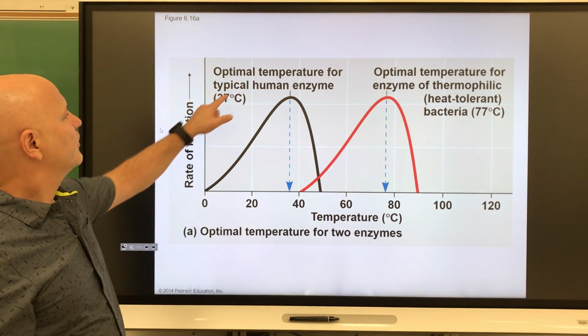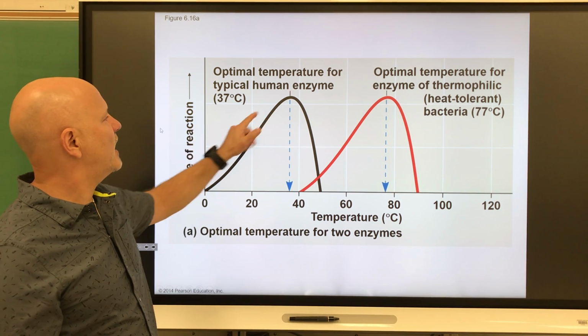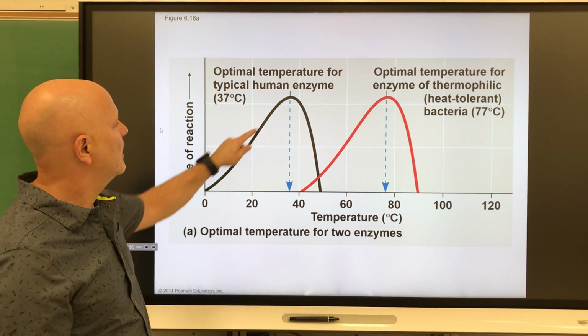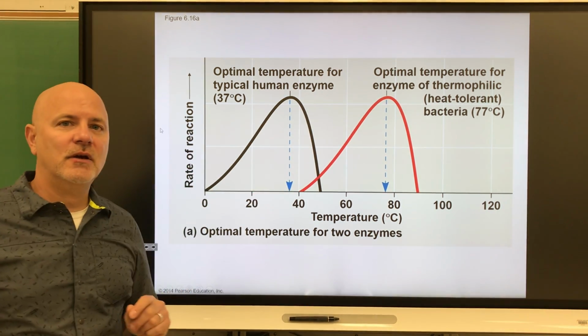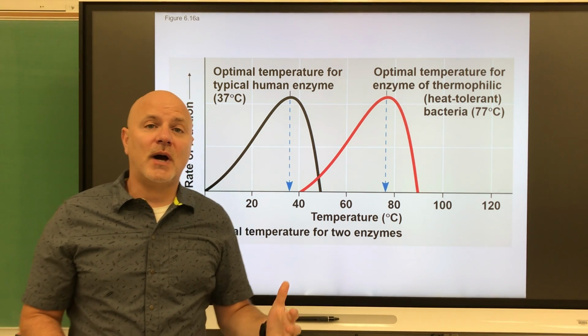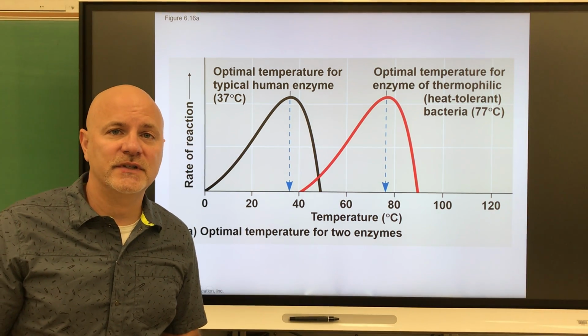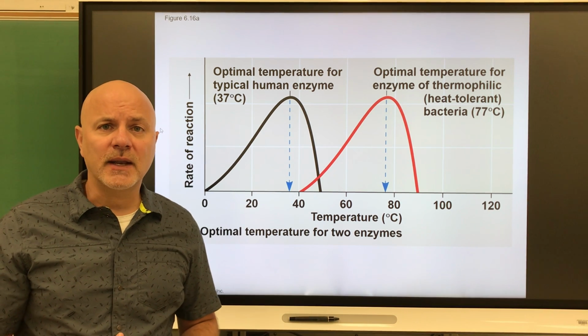And so this is showing optimal temperature for a typical human enzyme, 37 degrees, that's our body temperature. But after that, we see that the reaction rates slow down. And this is why 104, 105, 106 degree temperature can be life-threatening.